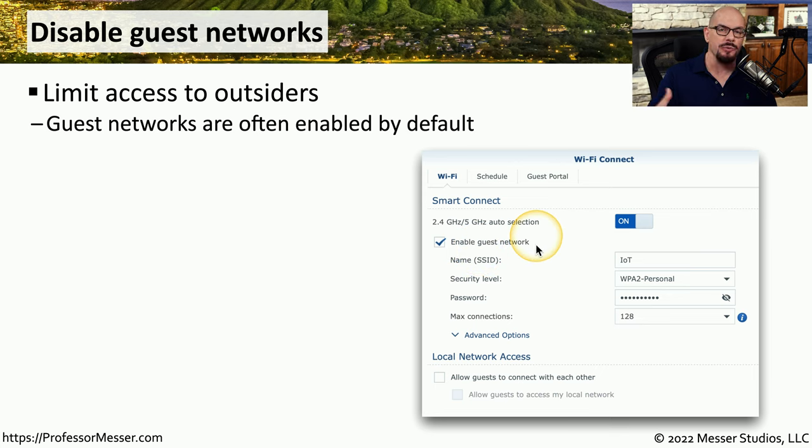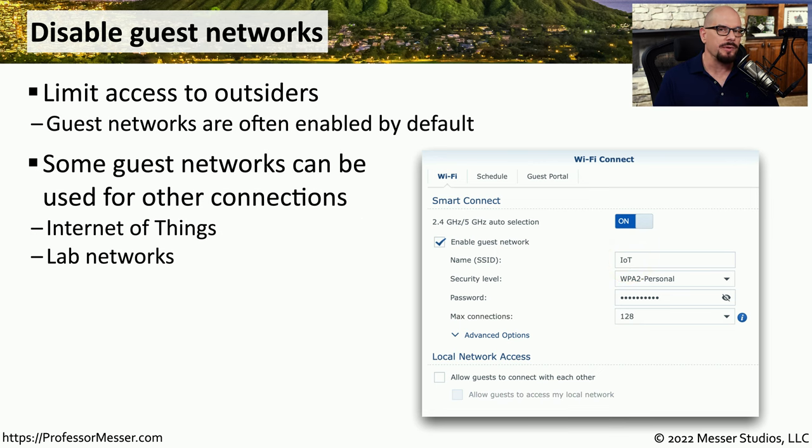This is very similar to a screened subnet where you might have a separate wireless network that has access to the internet, but that wireless network does not have access to your internal private network. And although this is a guest network, you can still assign a security level for encryption and specify the encryption key. I've configured a wireless guest network on my access points at home, but instead of using that for guests, I use it for all of my Internet of Things devices. This gives them access to the internet, but prevents them from having any direct access to my internal network.